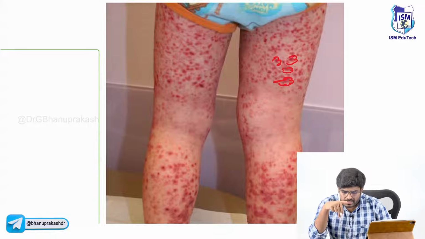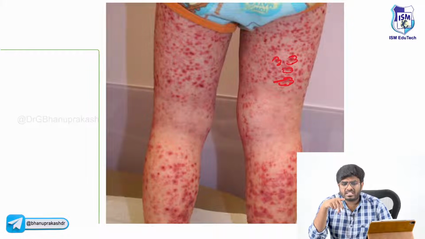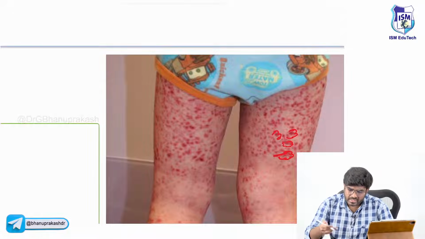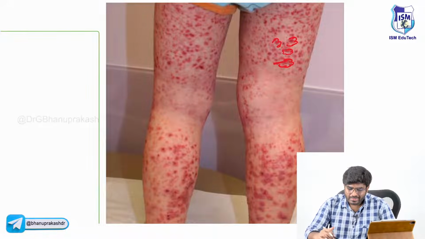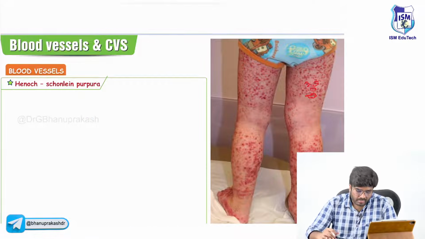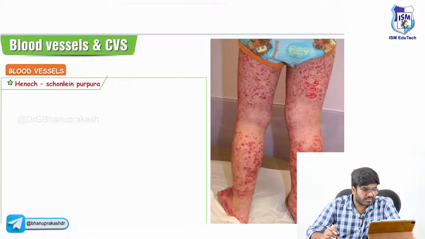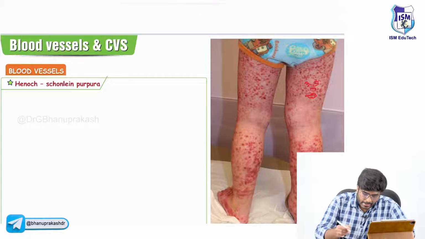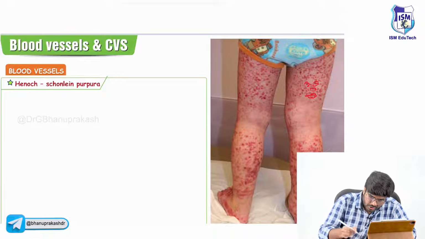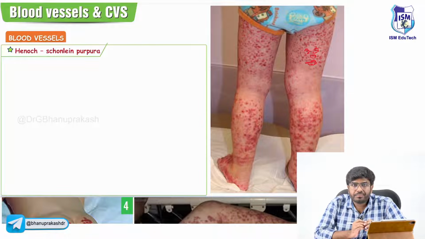Now my question to you is, is this a small kid or an adult? Whatever I am showing you, he is wearing a small diaper kind of thing. This is definitely a child. So now let me write one by one the important points. The condition which I am going to discuss here is called Henoch-Schonlein purpura.